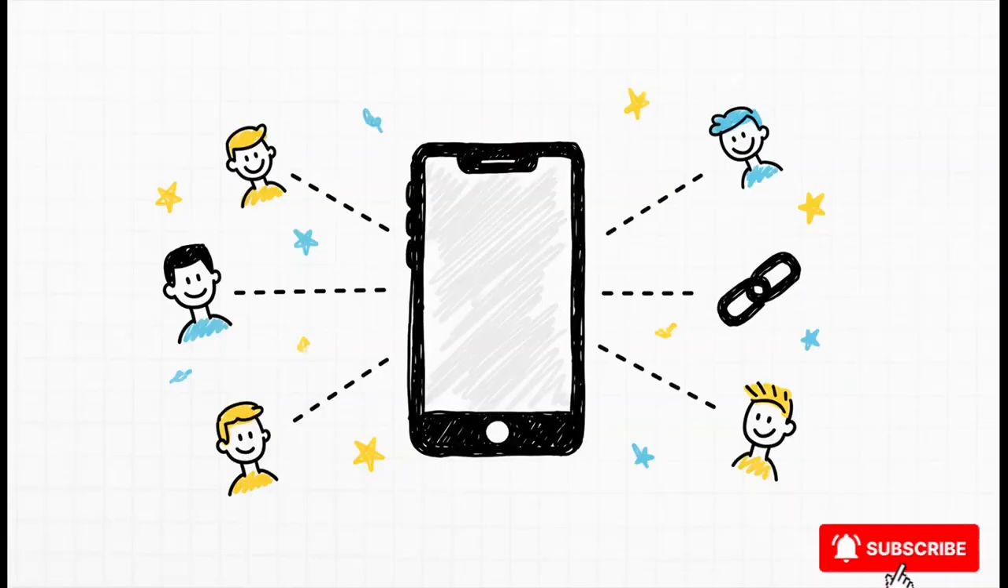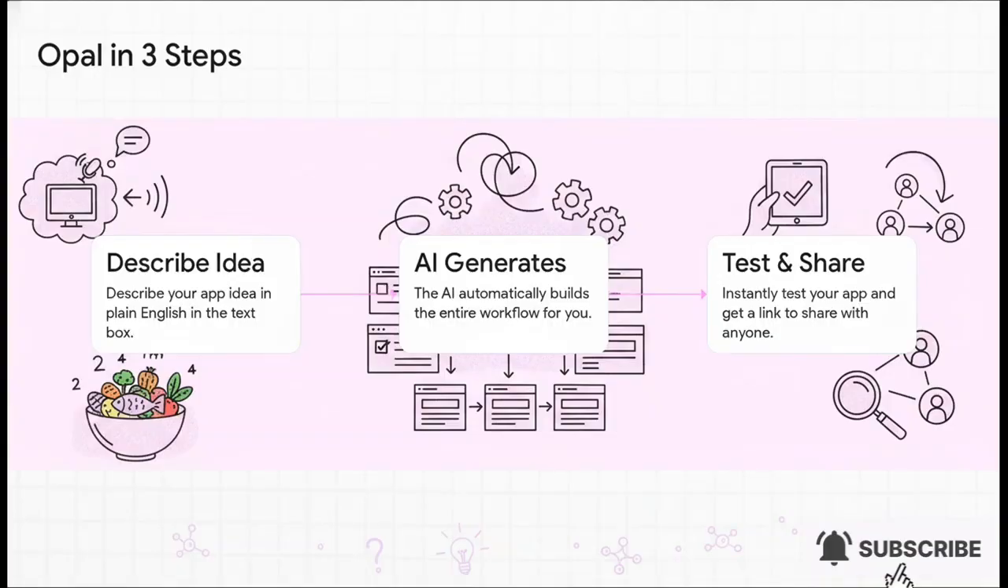All right, tool number 1 is called Opal, and you can think of this as the perfect way to dip your toes into app creation. It's built to be super fast, super fun, and ridiculously easy to share with anyone. And when I say simple, I mean it. The process is, well, it's almost hard to believe.